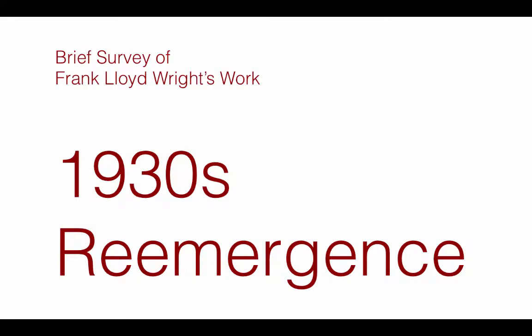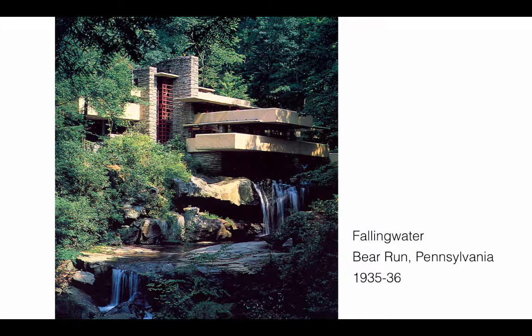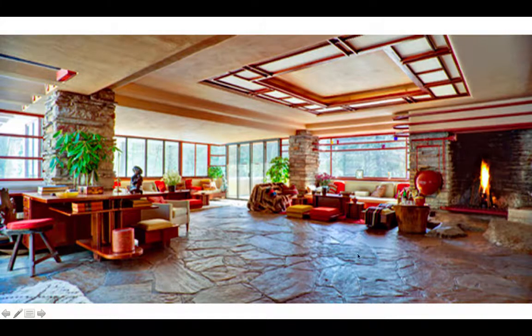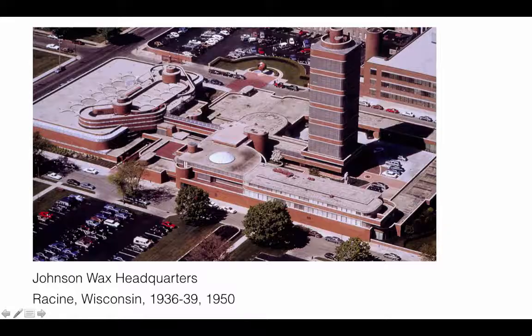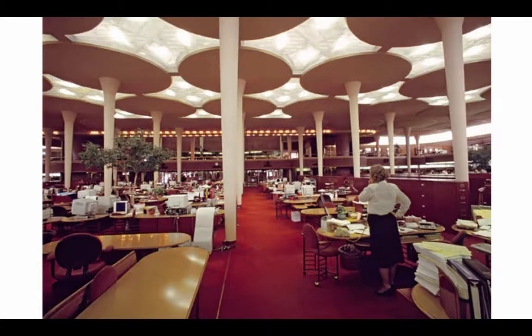Wright went into obscurity, didn't have any work for about a decade, but then in the 1930s had a major re-emergence, which we see with Fallingwater, which became one of the most famous houses in the world. We see him continuing his theme of flowing open space, interpenetration of inside and outside with floor-to-ceiling glass. Around the same time, he does Johnson Wax headquarters. And here we see his mushroom or lily pad columns with skylights in between in the interior.